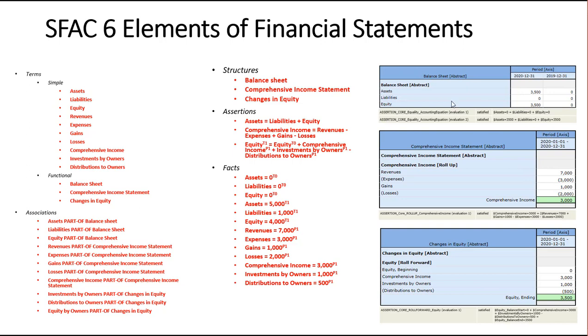So here, in the SFA C6, you have a balance sheet, a comprehensive income statement, and a statement of changes in equity. These have rules that show the relationship between these, and this has rules that show the relationship between these, and likewise for this roll forward. And these are the terms and the associations and the facts and the structures in this report. So it's getting more complicated, basically, what I'm showing.